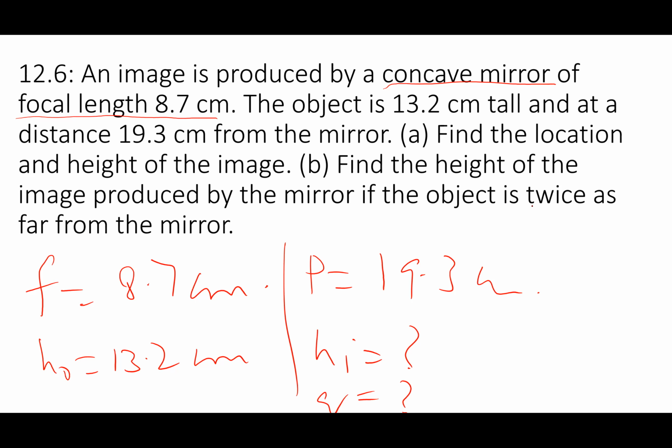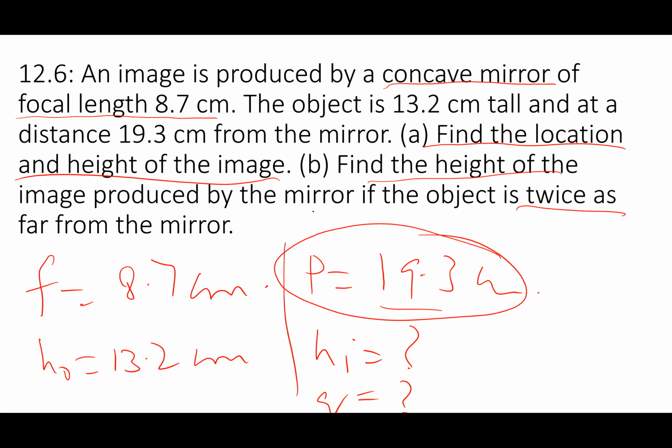if the object is twice as far from the mirror. Object distance is 2 times, you will double it. Now this is the data for this portion. So we will do first this one, then we will do the next one. This is the distance for B, twice as far. So P prime is equal to 2P, so 38.6 centimeter. I will erase and will write the formula for you. You will do it by yourself.